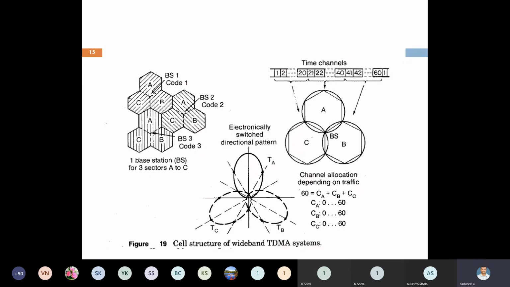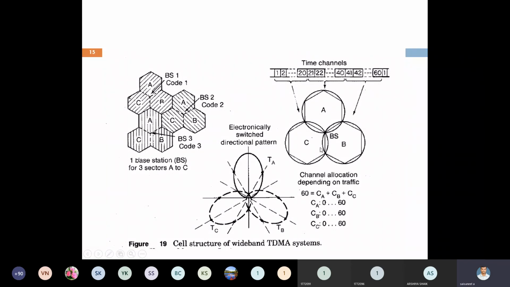Cell structure of wideband TDMA system. See this one. One base station for 3 sectors, A to C. That is, this is a single base station we have to apply for A, B, C. One base station, second base station here, third base station. Yes, see this one. The same is applicable here. Now we are taking A, B, C, 3 cells.